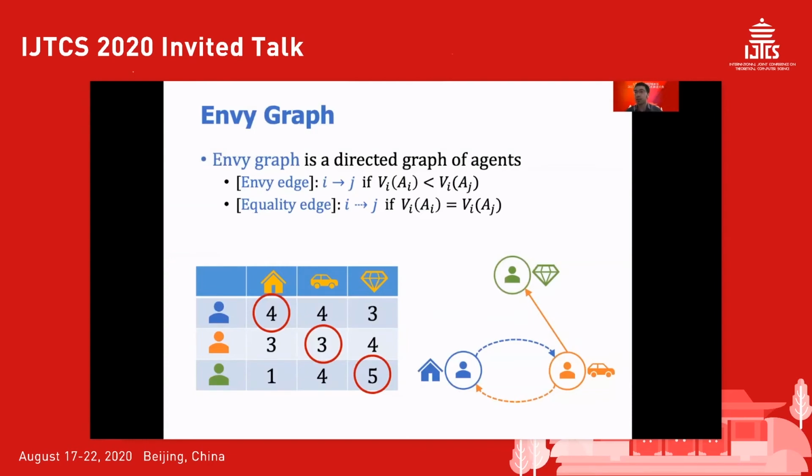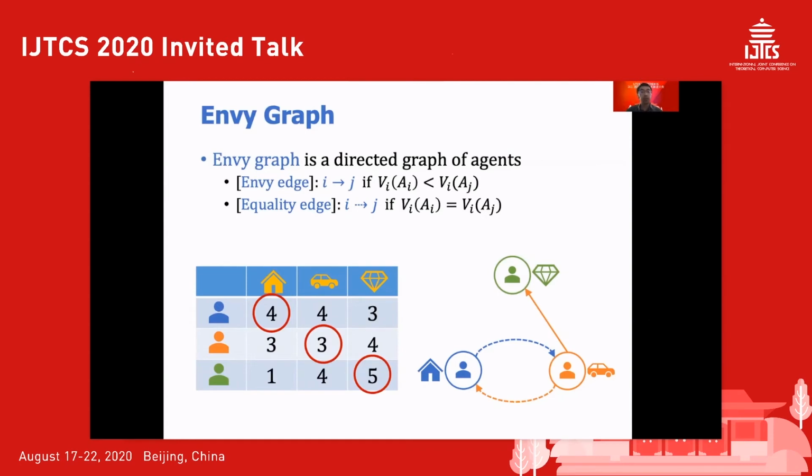You can see that the blue agent has the house. In his own eyes, the house has the same value as the car. So there is an equality edge from the blue player to the orange player. Similarly, the orange player has an equality edge to the blue player. But the orange player also has an envy edge to the green player, because in the orange player's eyes, the diamond, which is valued 4, is valued more than the car, which is valued 3. So this is the envy graph of this particular allocation.